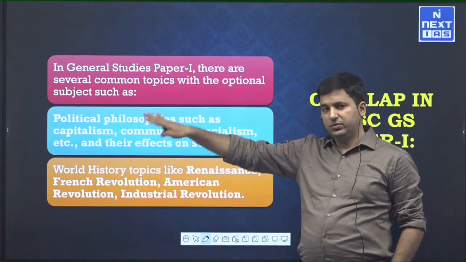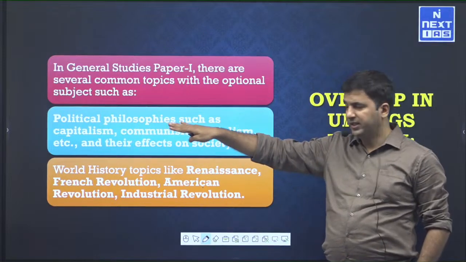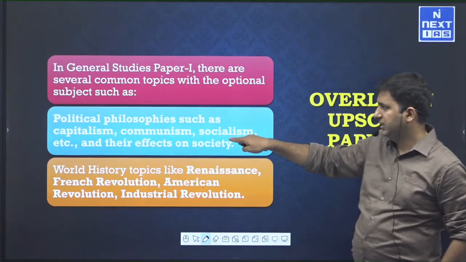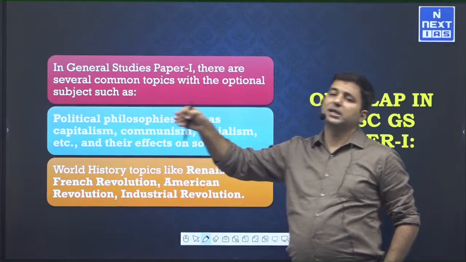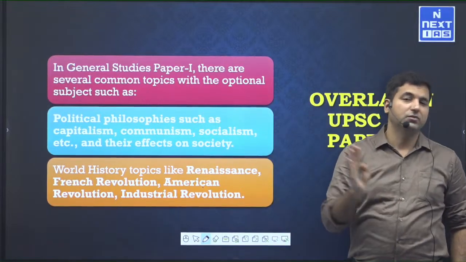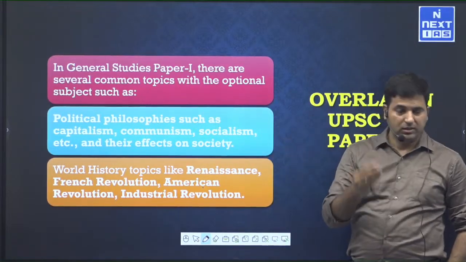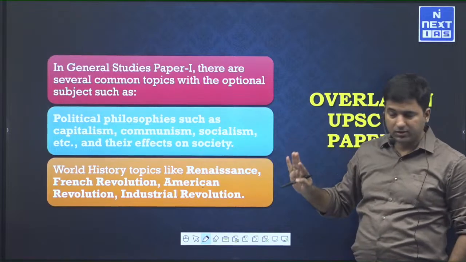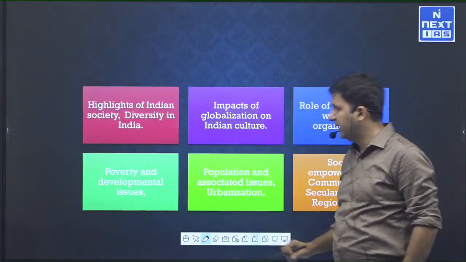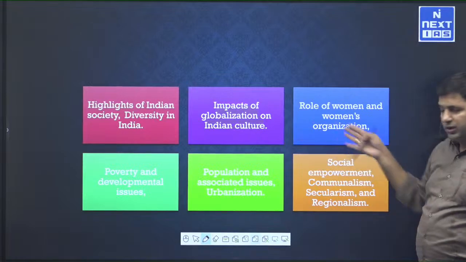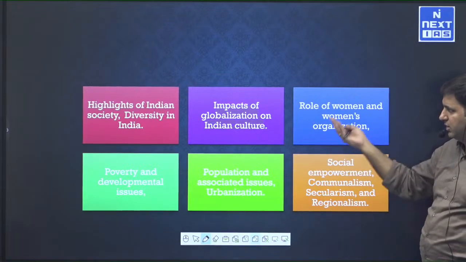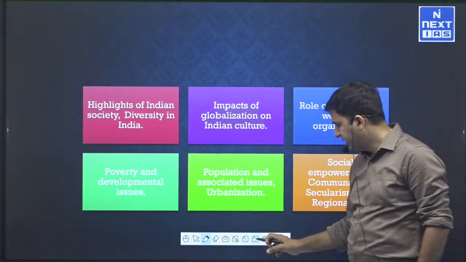Similarly, political philosophies which are part of your GS paper 1 world history: what is communism, what is socialism, what is capitalism, Karl Marx talked about these only. So we will have a detailed coverage of that and how they are affecting society. So this whole part of paper 1 overlaps. Again, the social issues, 9 topics, are directly in sociology only.